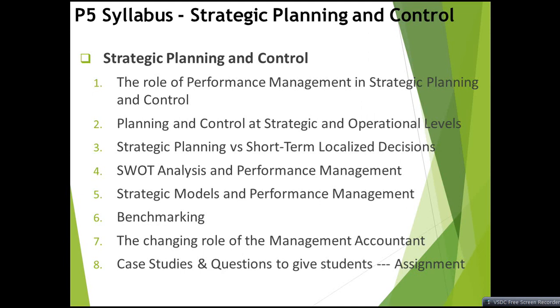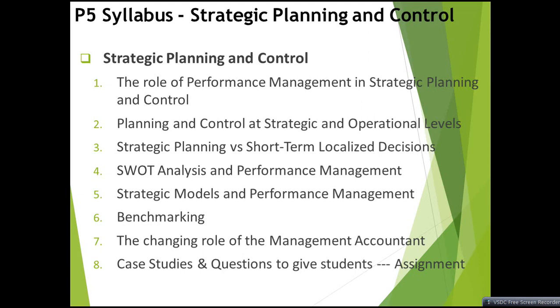Then we'll also discuss the planning and control at strategic and operational levels, how to do it that way. And then strategic planning versus short-term localized decisions. At the strategic planning level, definitely at the top, you will work with the directors of the company in detail on strategic planning. Your different divisions, departments or locations will also have to make short-term localized decisions, but you'll have to manage their decisions as well.